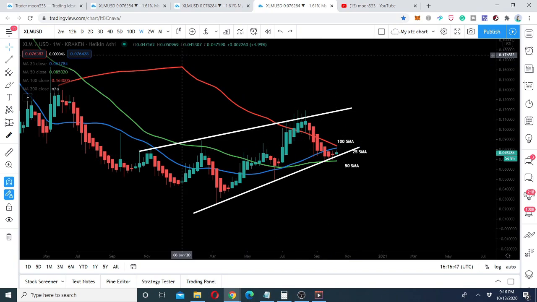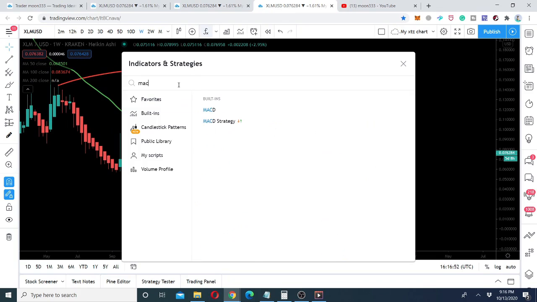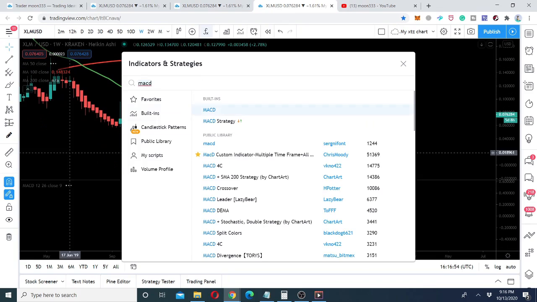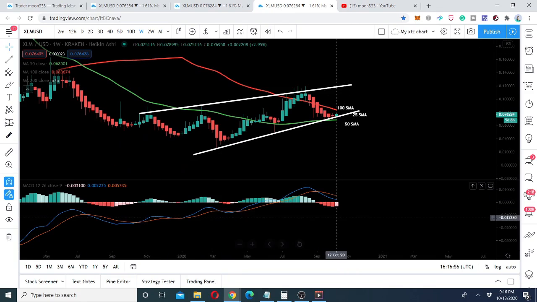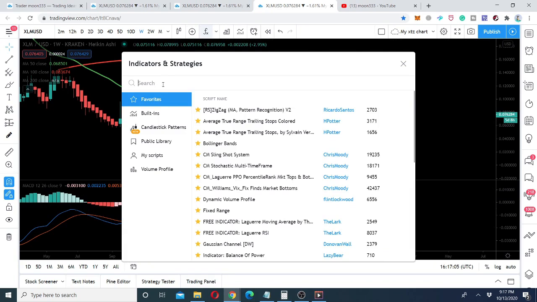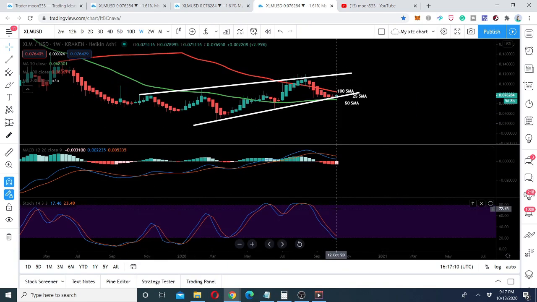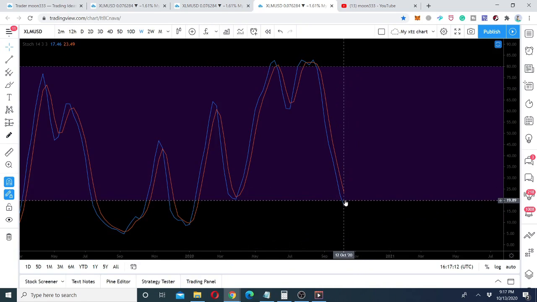Now I would like to show you one more thing: if I place the MACD indicator on this chart, then we can see that the MACD is turning from strong bearish to weak bearish. So this is another bullish signal. But if I place this stochastic indicator, basically this is the oscillator, then it has already entered the oversold zone. But we should wait for the bullish signal, the bull cross between these two lines, the moving averages of this stochastic indicator.